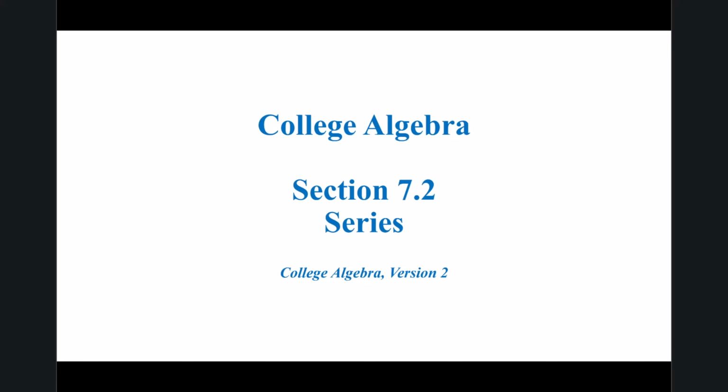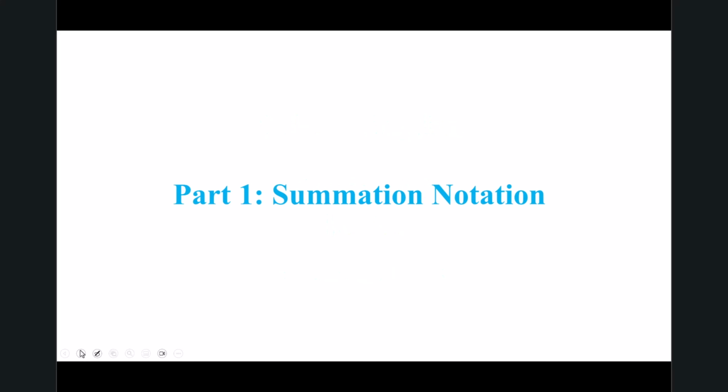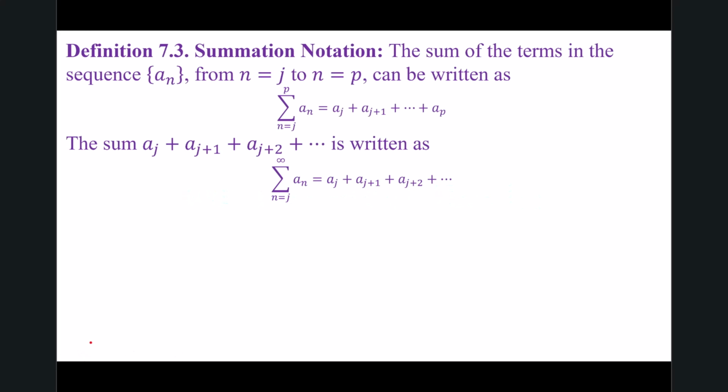Section 7.2 Series. Part 1, Summation Notation. The sum of the terms in a sequence a sub n from n equals j to n equals p can be written like this right here. This says the sum from n equals j to p of a sub n equals a sub j plus a sub j plus 1 plus a sub j plus 2, etc., all the way up to a sub p.